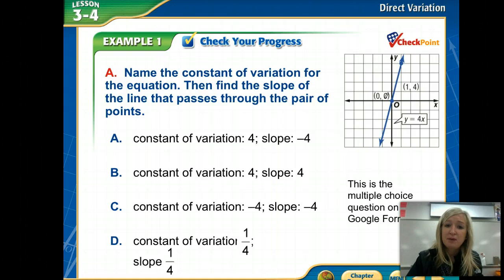So the same rules apply. This is still the same example, but taking a look at the graph, can you tell me what the slope is and the constant of variation? Record your answer and save it for the Google form.